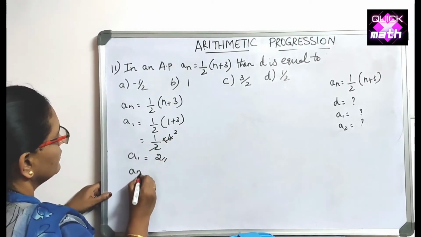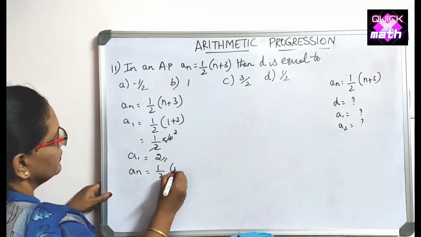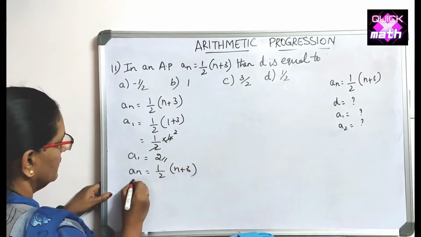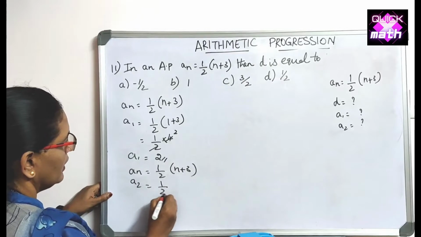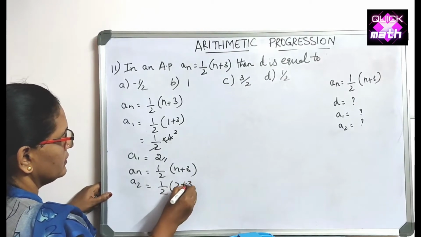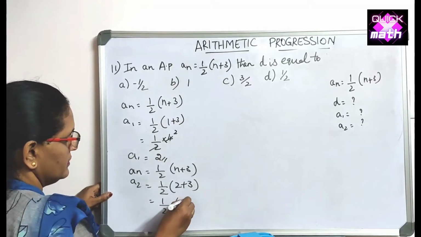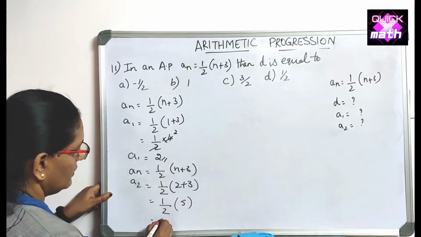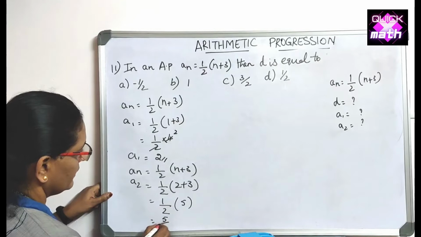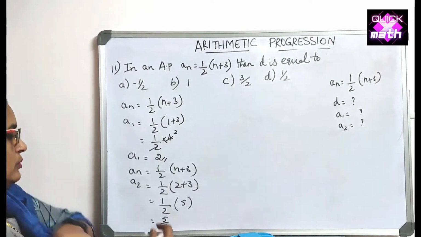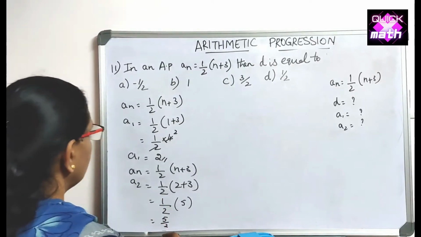Now let us find out the next term, that is A2. So half into 2 plus 3. So half into 2 plus 3 is 5. So half into, that is, it will be 5 by 2. So A2 is 5 by 2.